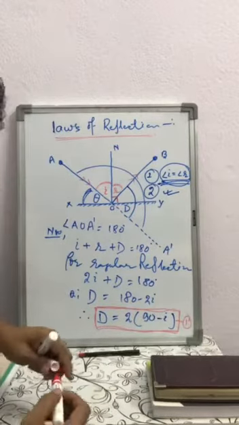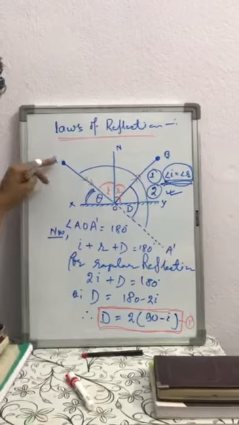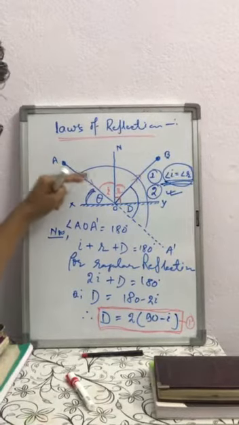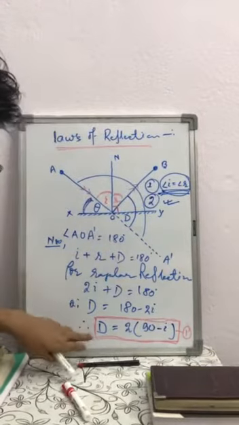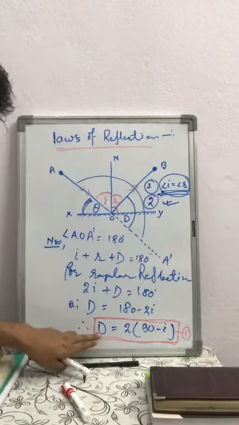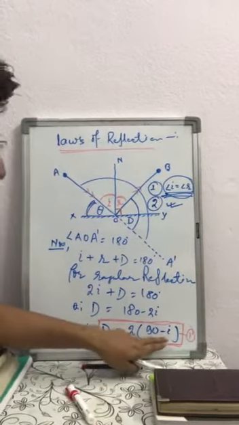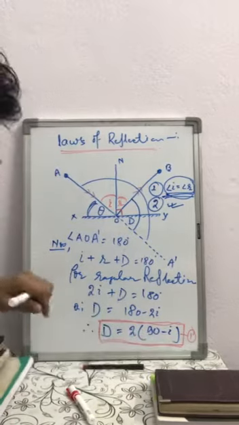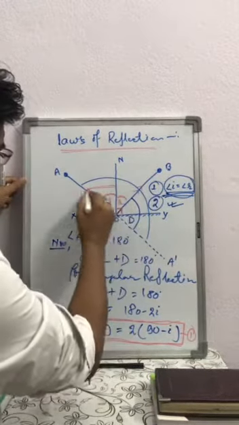Look at it completely. That means for a regular reflecting surface, the actual path, that is angle AOA dash, is equal to 180, and by solving this equation we get that the angle of deviation is 2 into 90 minus the angle of incidence. Now let's see this angle again with the diagram.